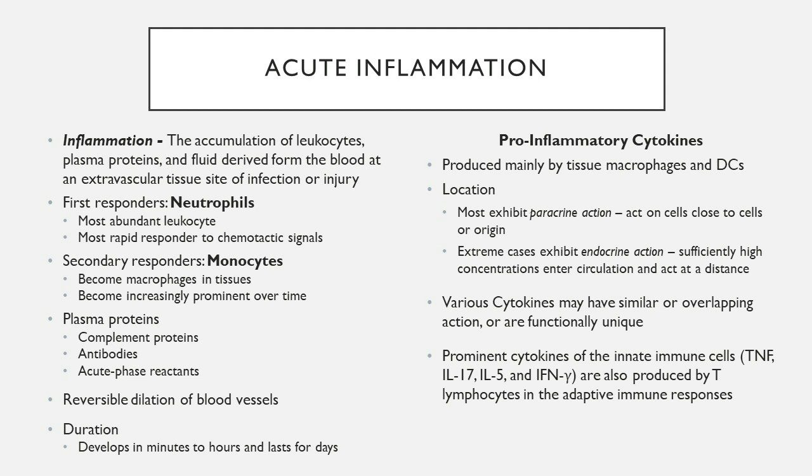Okay, these become macrophages in the tissue, and in fact, these become increasingly prominent over time. In fact, most inflammatory reactions tend to be dominated by monocytes/macrophages. Plasma proteins responsible in inflammation are complement proteins, antibodies, and acute phase reactants. There's also the reversible dilation of blood vessels, typically through a compound like histamine.